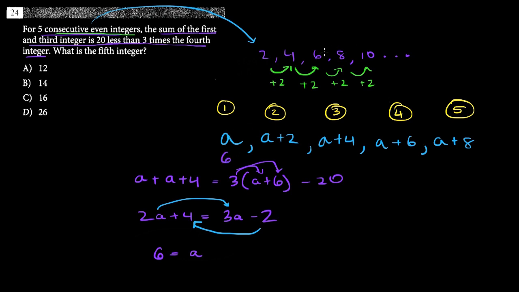Okay, and so really what we're looking at is a group of numbers from, let's say, I'm going to continue this. This is actually going to be the actual 5 consecutive even integers the question was asking about. And so what is the fifth integer? Well, we can just put 6 for a, we can just do 6 plus 8. That's 14 right over here, the fifth integer. And so our answer is B.